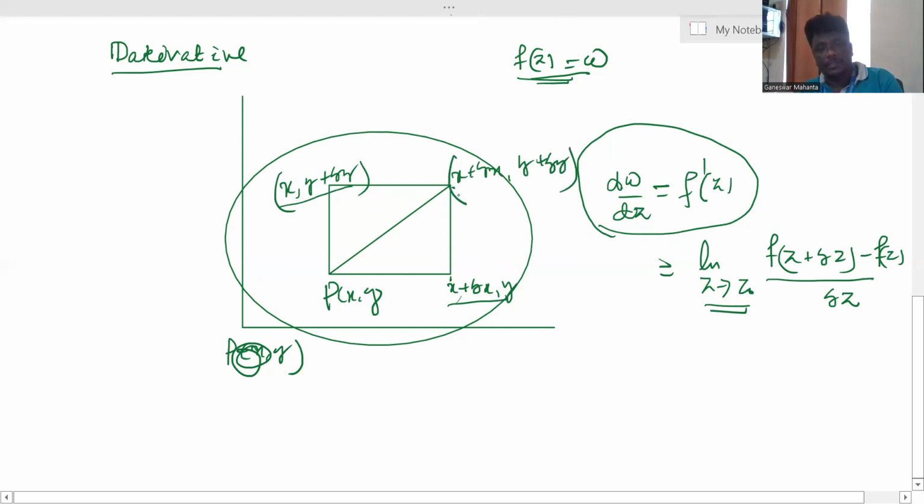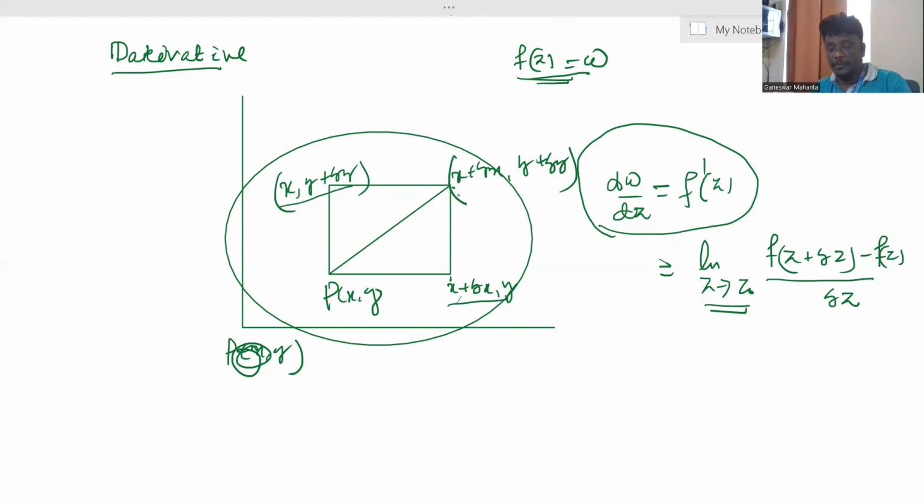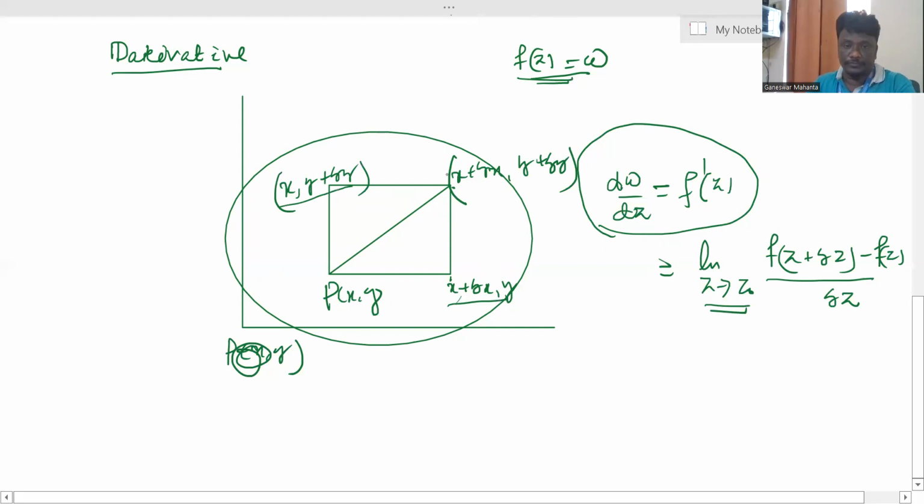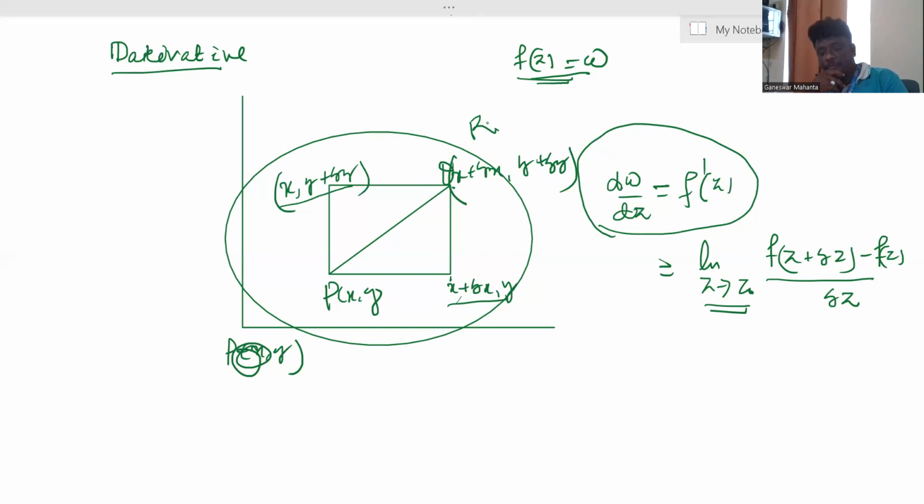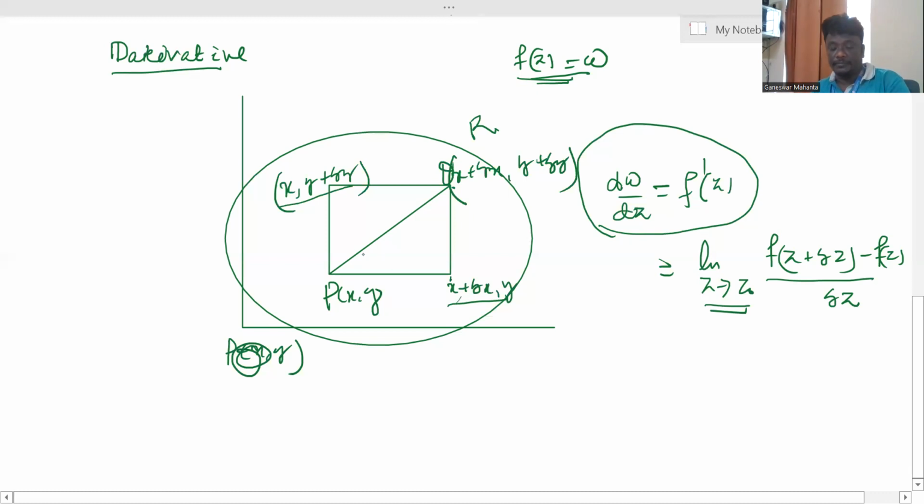Just to recall, these are the points P and Q, and this is the region R. The point Q may approach P along any straight or curved path of the given region.